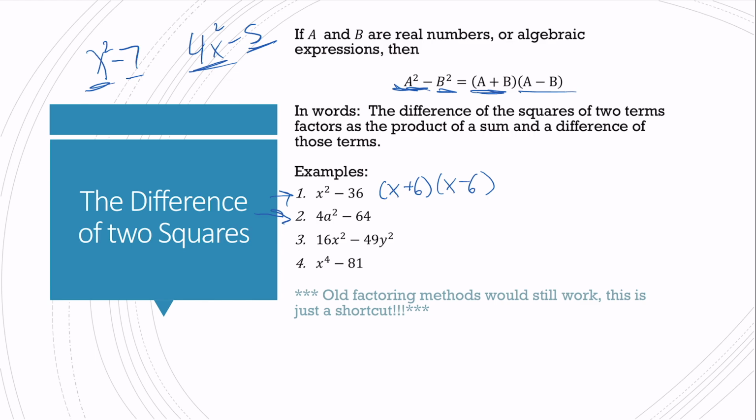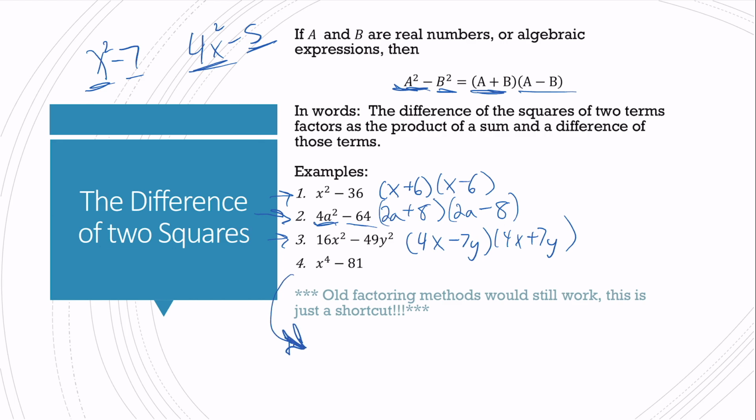Example 2, I know I'm going to have an 8 because the square root of 64 is 8. But 4a squared, that's going to be a 2a. For problem 3, I've got 4x minus 7y, 4x plus 7y. And for problem 4, think of this first term. It is a perfect square.